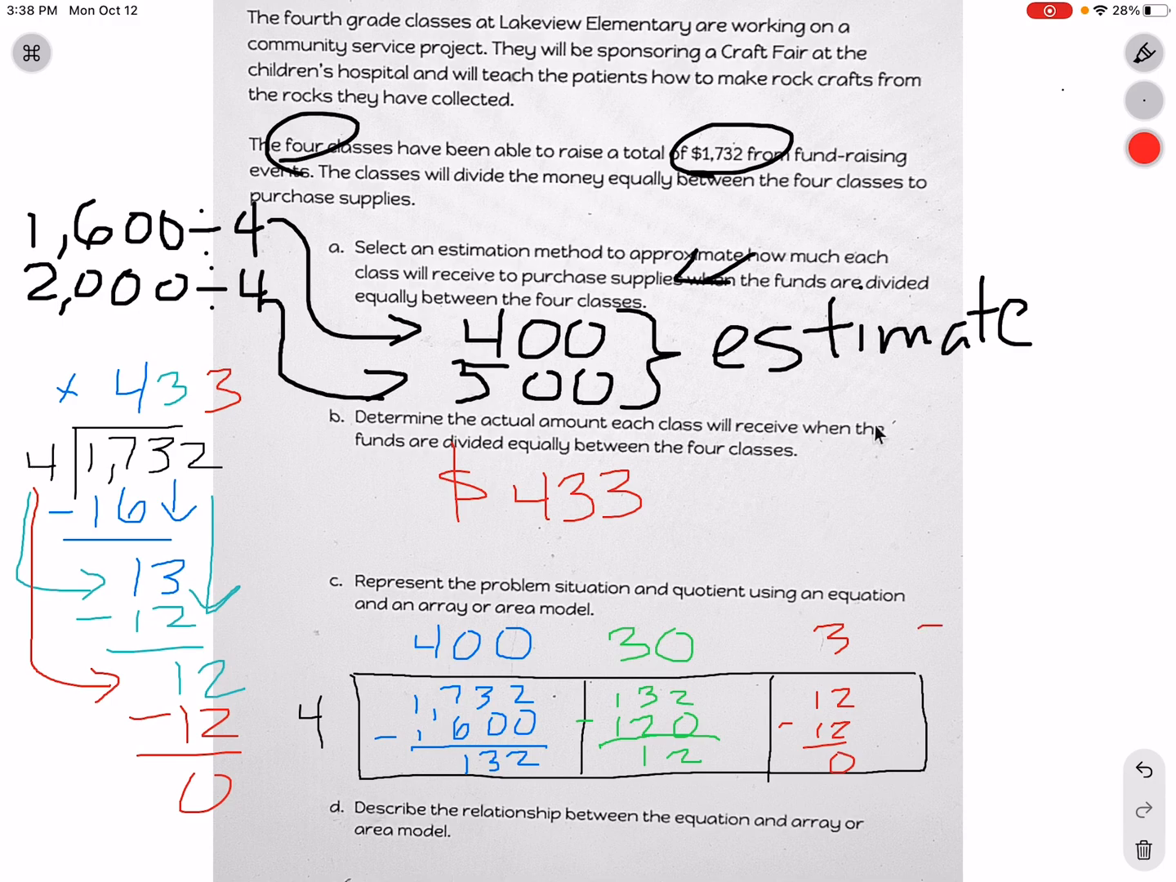If you add these guys up, we should come up with the same thing that we got when we did the long division problem, $433. This is representing or showing the division problem using an area model.